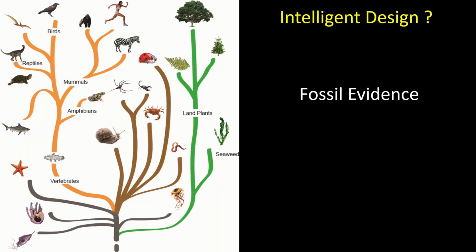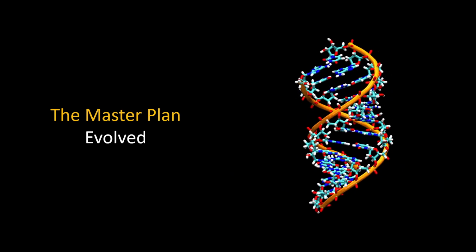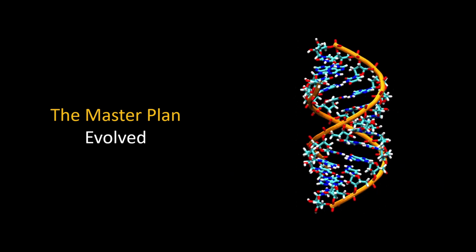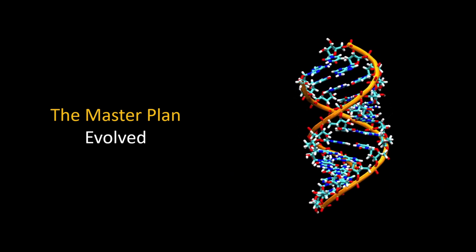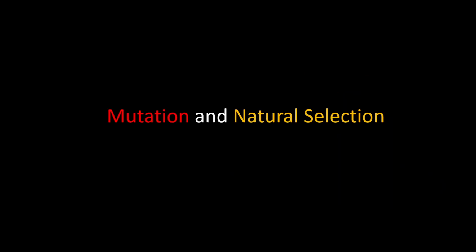So fossil evidence shows us that it's always continuously being redesigned. So that's a fact. The master plan evolved. That's what happened. Evolution was the secret sauce. The master plan, the DNA, evolved. And the way it worked was through mutation and natural selection.